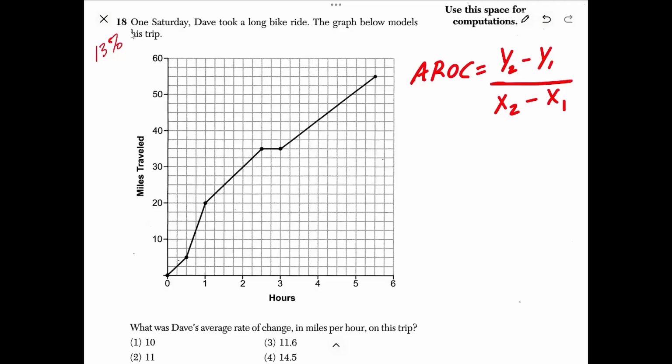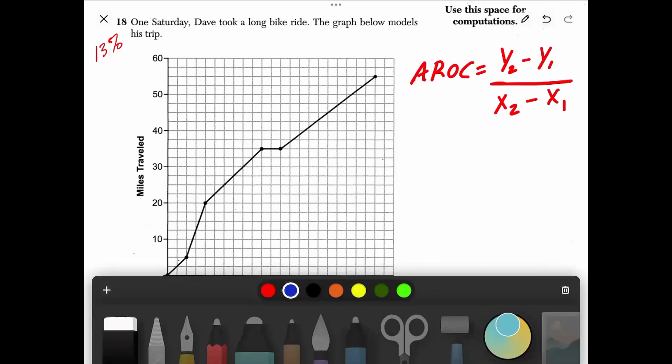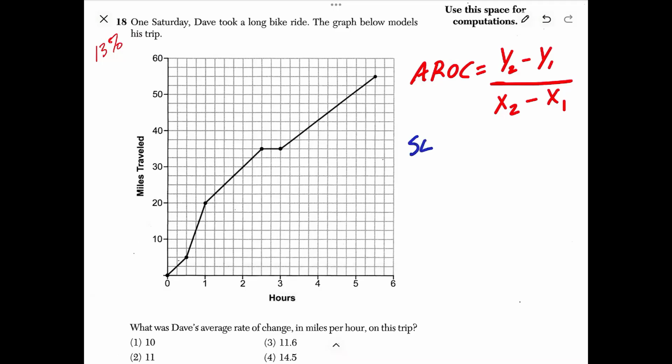This is question 18 from the June 2024 Regents exam. As you can see, most of the students struggled with this one. Only 13% got it right. And I think the primary reason is a lot of students still haven't connected the fact that when they ask for the average rate of change, you're just looking for the slope. It's the same thing. I'm going to put it in a different color. So this would be slope, but it's the same formula, y2 minus y1 over x2 minus x1.